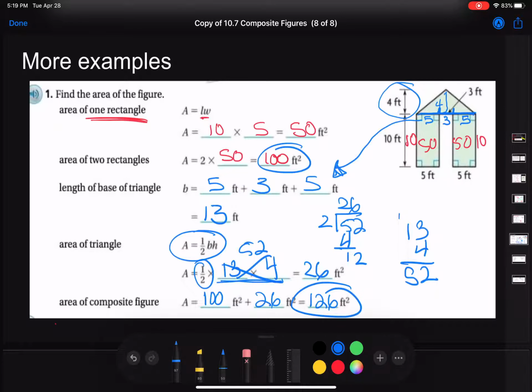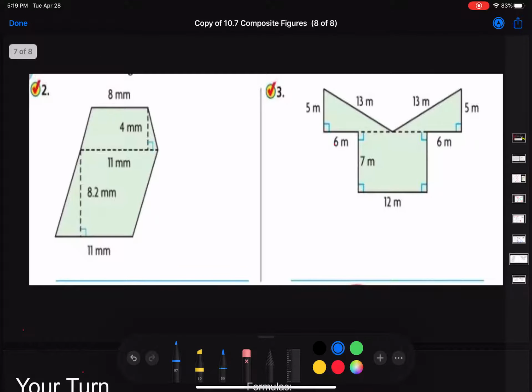I like the blue. I think I'm going to switch to blue from red for the break.